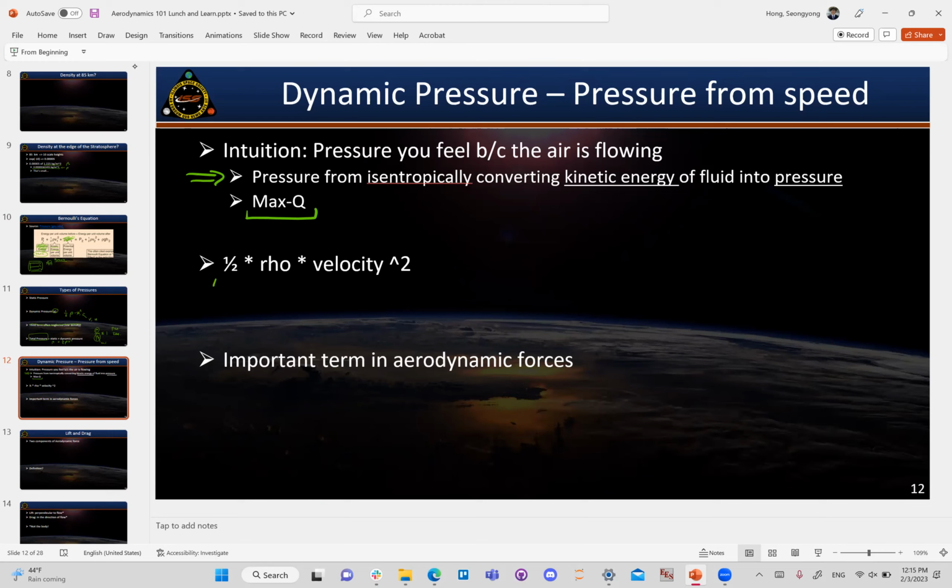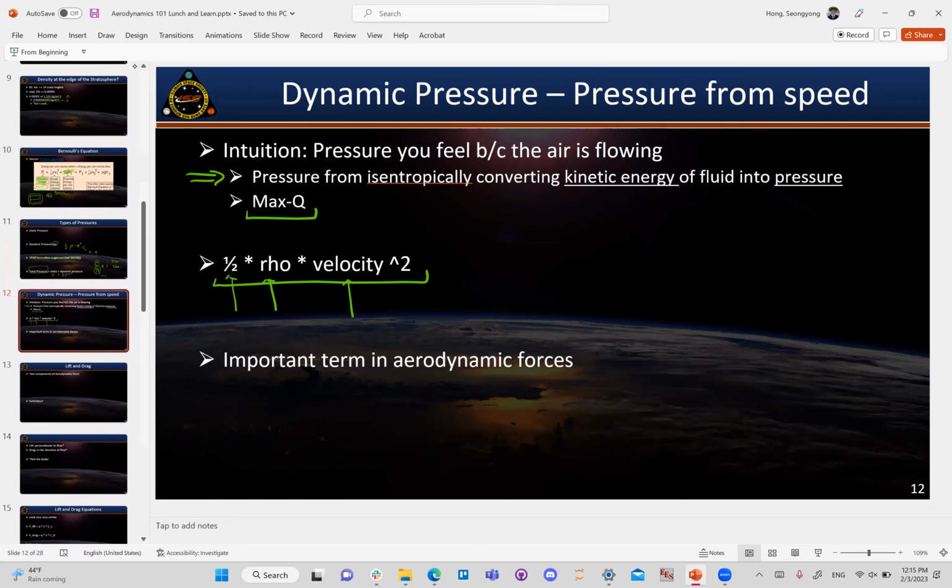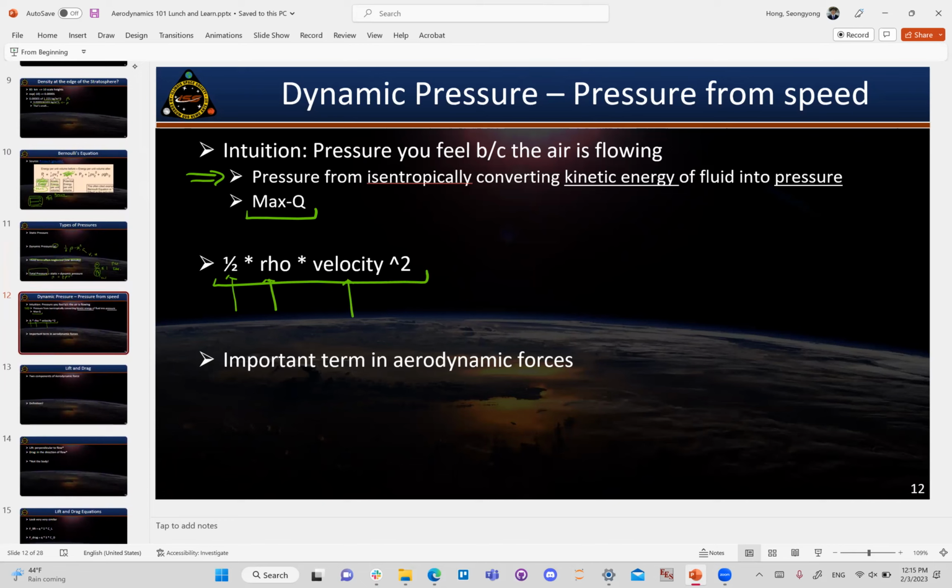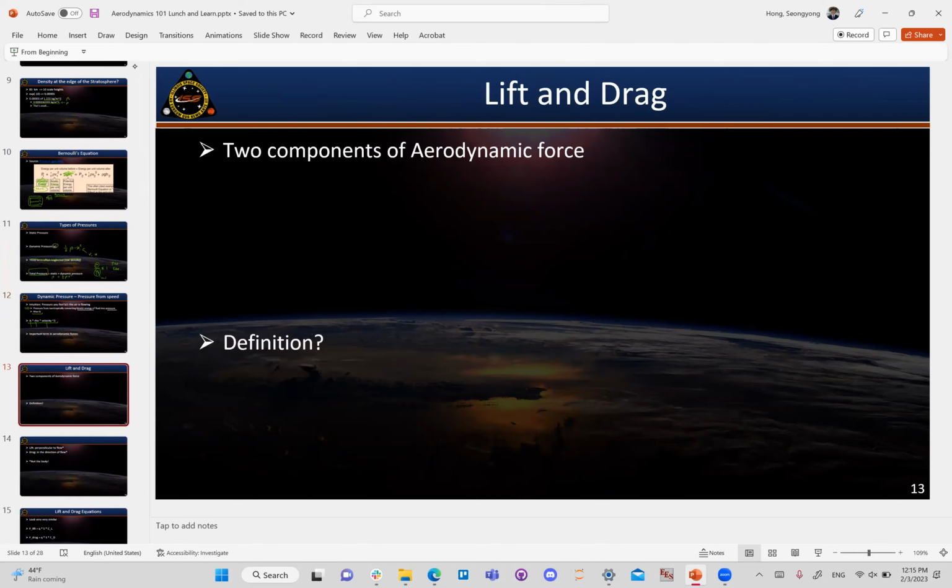And I already mentioned the equation for dynamic pressure. It's one term, but with three factors in it: the 1/2 term, the density term, and the velocity squared term. It's an important term in aerodynamic forces, as you will see. So aerodynamic forces, we often split up into two components, lift and drag. Anyone want to venture a definition for those two forces? If you're a junior or above in aerospace, you can't answer, sorry.